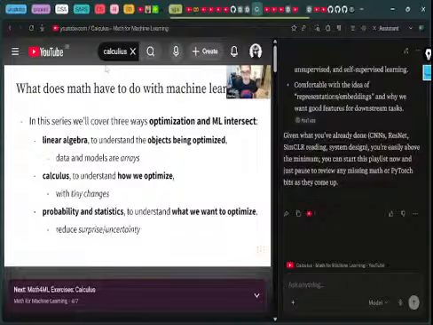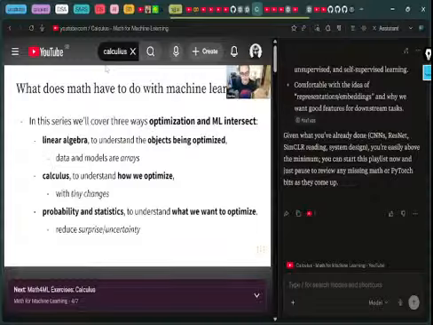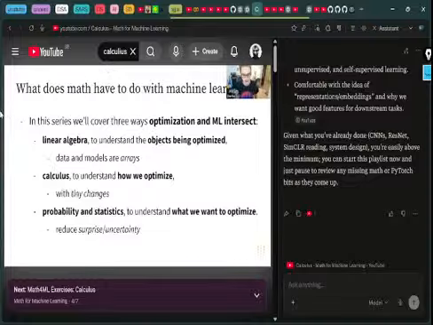Now we're going to talk about how we optimize with calculus. Calculus helps us make tiny changes in order to iteratively, slowly improve the behavior of our computer programs with machine learning. We still won't cover what it is that we're optimizing, so we're really leaving the meat of it for the third session where we talk about probability and statistics, because it turns out what we want to do is reduce surprise or reduce uncertainty.